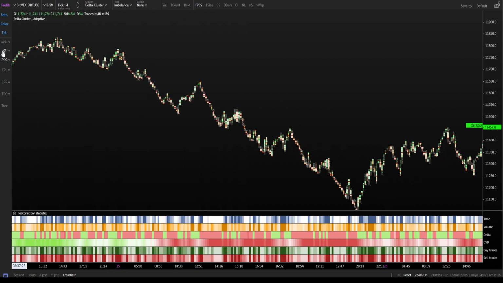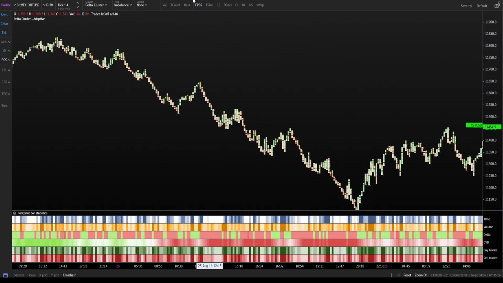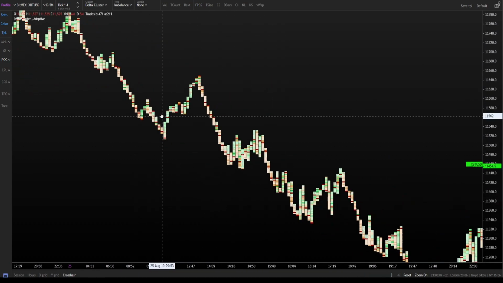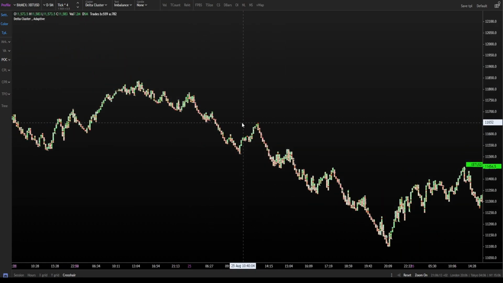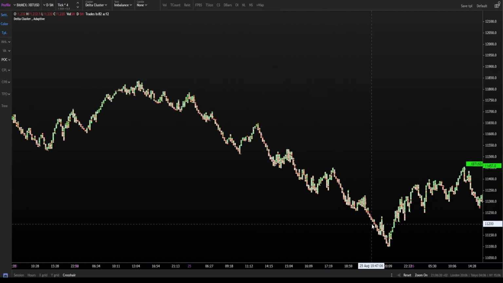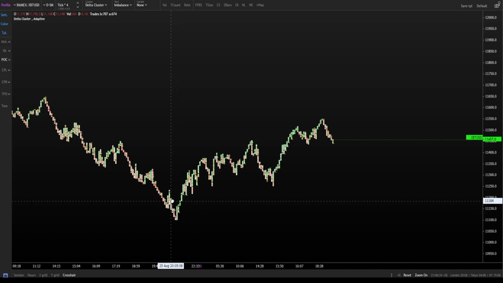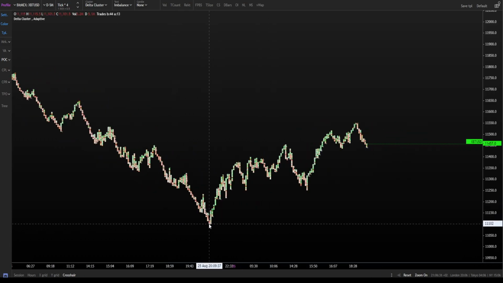Personally, I think you can read this so much better than a volume chart. This is the nice thing about a delta chart: it's incredibly clean. You can immediately see that you had a downtrend with no break in market structure, no doubt about it. High, low, lower high, lower low, lower high, lower low, lower high, lower low, lower high, lower low, lower high, lower low. Amazing.